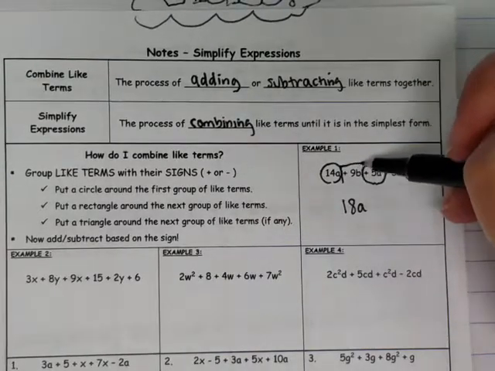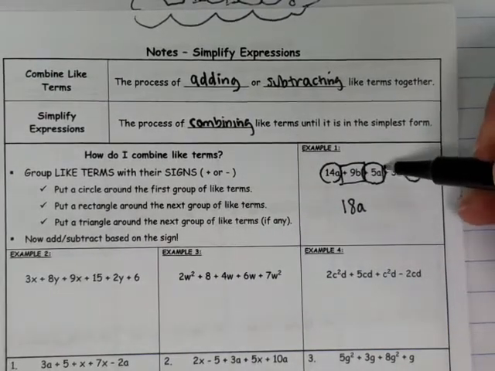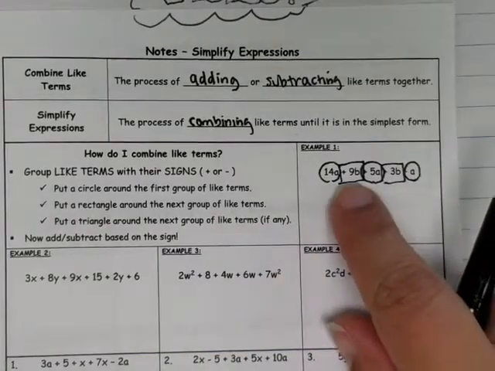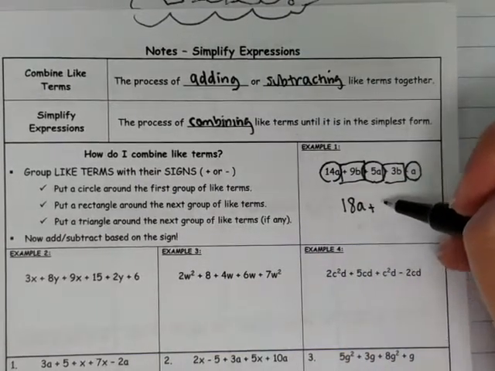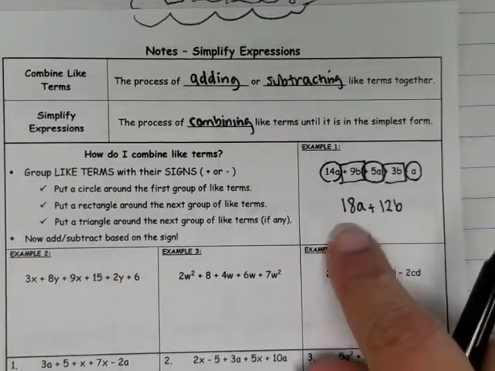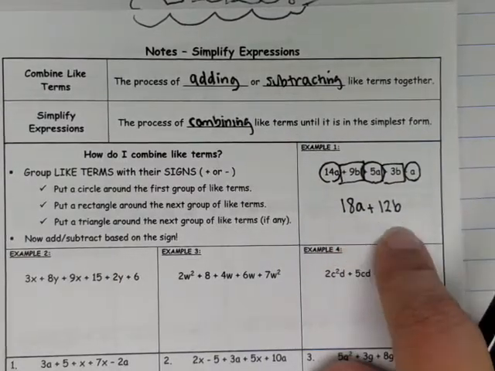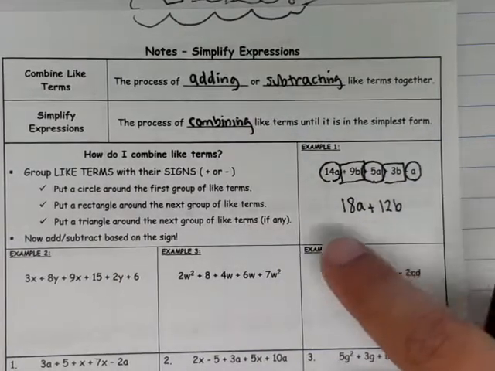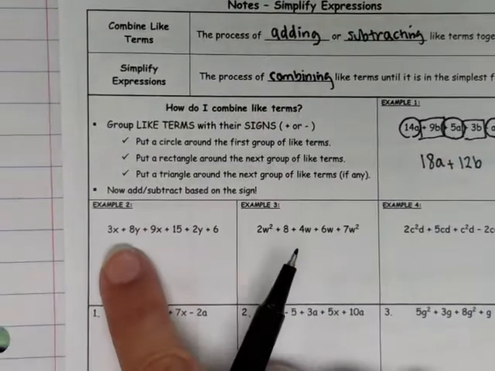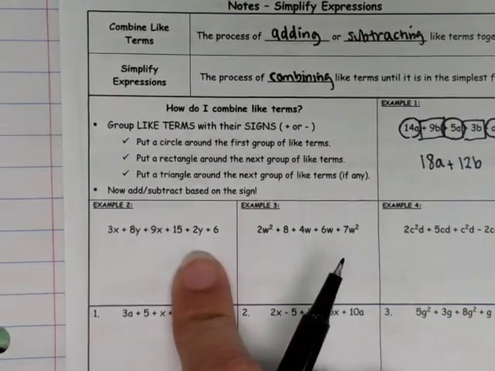Then I have plus 9B plus 3B. So 9 plus 3 gives me 12B. And that's my most simplified expression because these are not like terms, so I can't combine them, so I know that I'm finished.